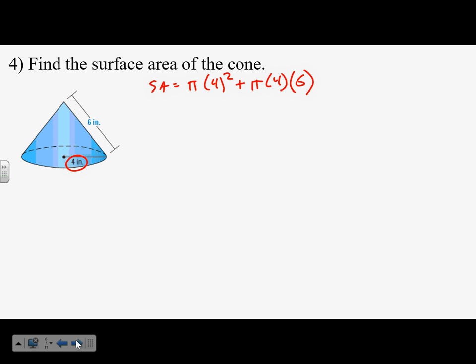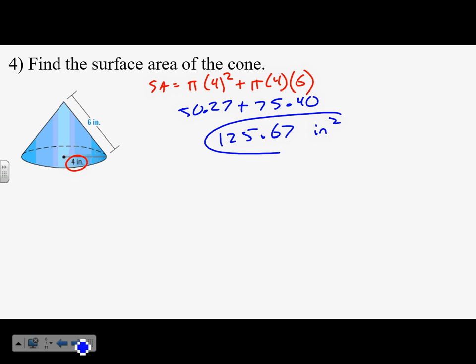So for the first one, you get 50.27. The next one, you get 75.40 when you round to 2 decimal places. Add those two together. You end up getting 125.67 inches squared. That is your surface area.